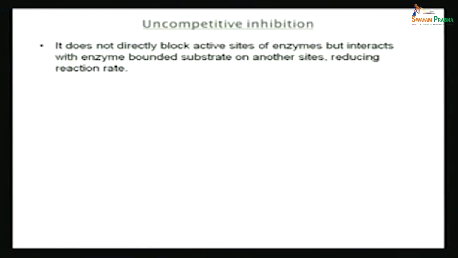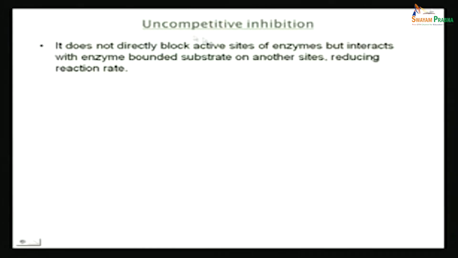Earlier what was happening was that the substrate and the inhibitor were competing for the active site. Here, both are not competing for the active site. As a result, that's the nomenclature. And if I tell you, this is the best way to remember it. So that's why it's called uncompetitive inhibition.